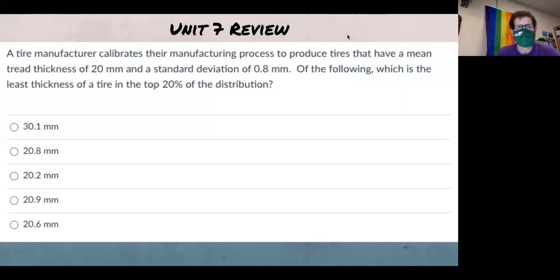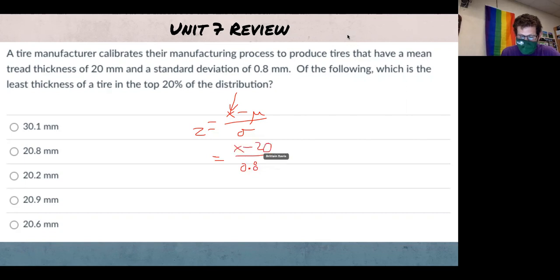This one is a little bit of a trick question. Now, it starts off pretty straightforward. We are going to be using z-scores to calculate what the missing x value is. Because we know that we have the mean already, 0.8 millimeters is the standard deviation. X minus 20, the 20 is the mean.